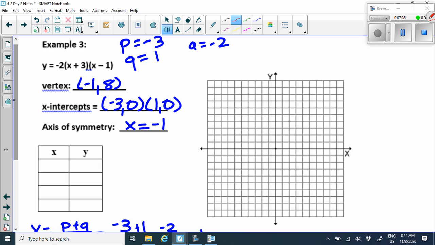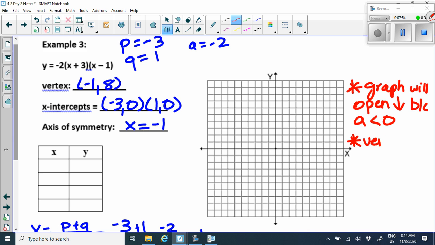Okay, now I'm going to go ahead and just do it here. Let's just talk about if this graph will open up or down. If you notice, our A is negative, so our graph is going to open down. Because our A value is less than 0, our vertex is going to be a max, so it's going to be the highest point on the graph.